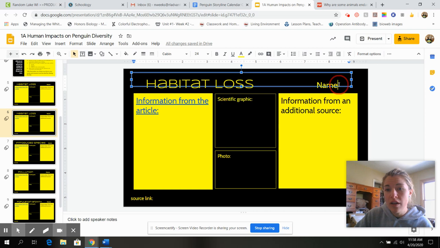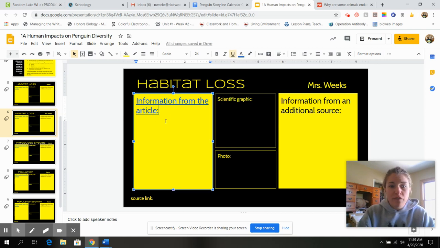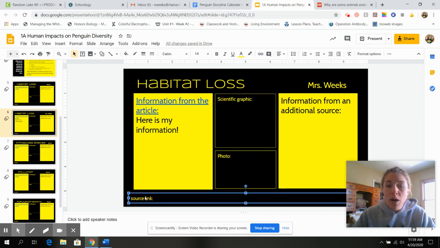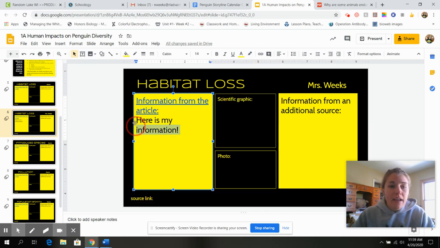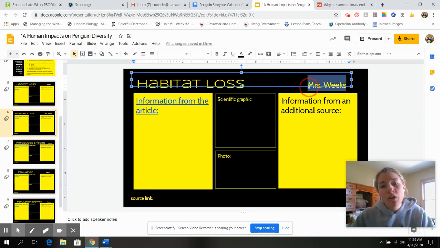On the duplicate, that's the one that you're going to edit. So for example, I would put in here name, Mrs. Weeks, information from the article: here is my information. Okay, so edit that. Insert your scientific graphic. Insert your photo. Down here, put the links to the sources you used. Edit everything in here. Please make sure that you put your name on your slide so I can grade what you did.